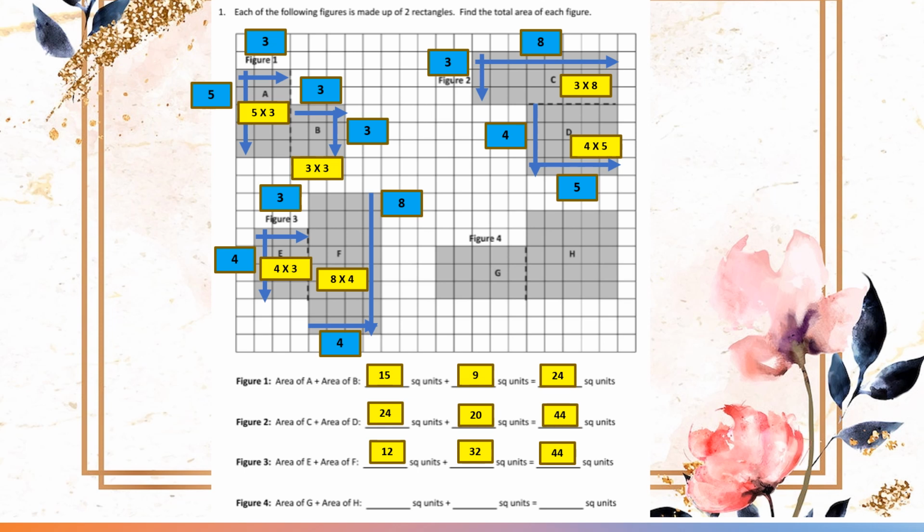Now, if you need to go ahead and pause the video to make sure that you have all of the measurements written down, go ahead and do so now.